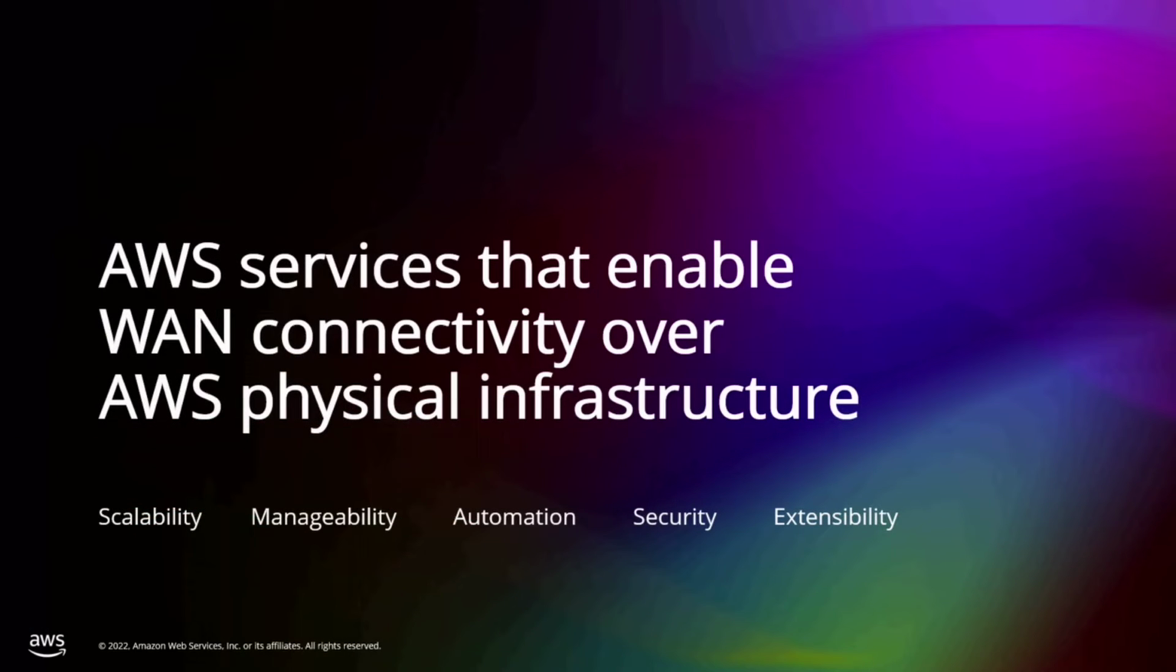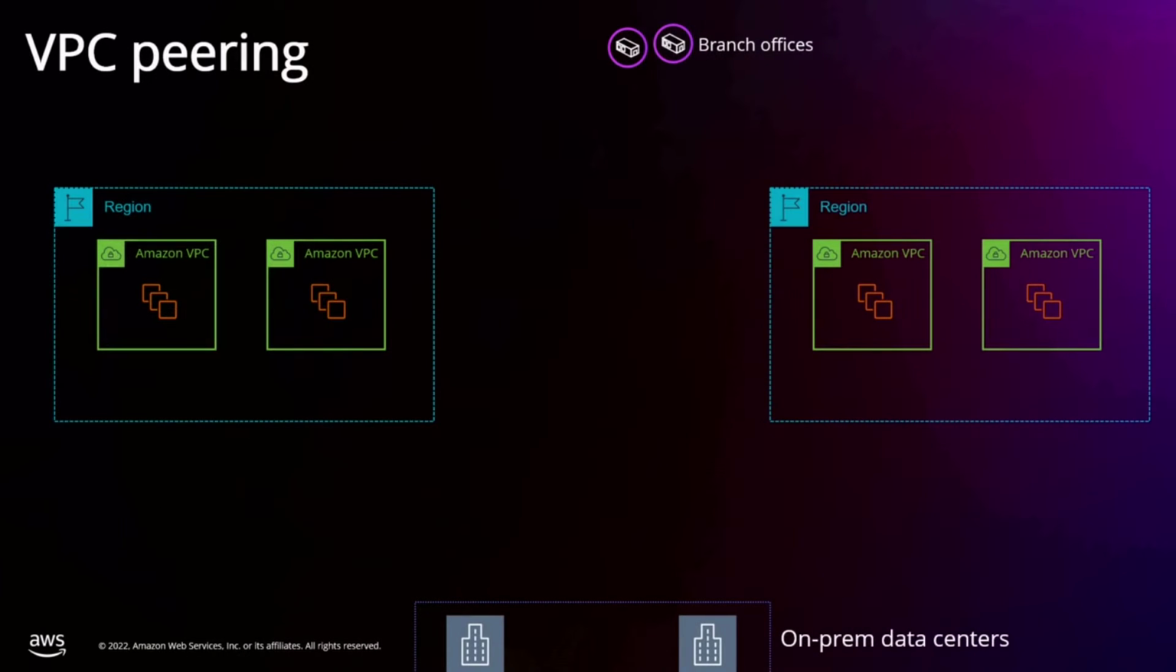Now let's talk about the AWS services, which through software-defined networking will allow you to create your WAN network over the AWS physical infrastructure. Now again, I've mentioned some key attributes which we will use as guiding principles to compare and contrast different options. Option 1 is VPC peering.